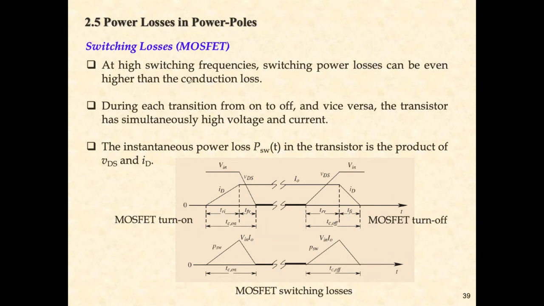We just learned the conduction loss calculation in the previous slides, and now we look at this. It is critical when the switching frequency is very high. Do you find this waveform and this one familiar? Actually, we saw them before. Do you remember?